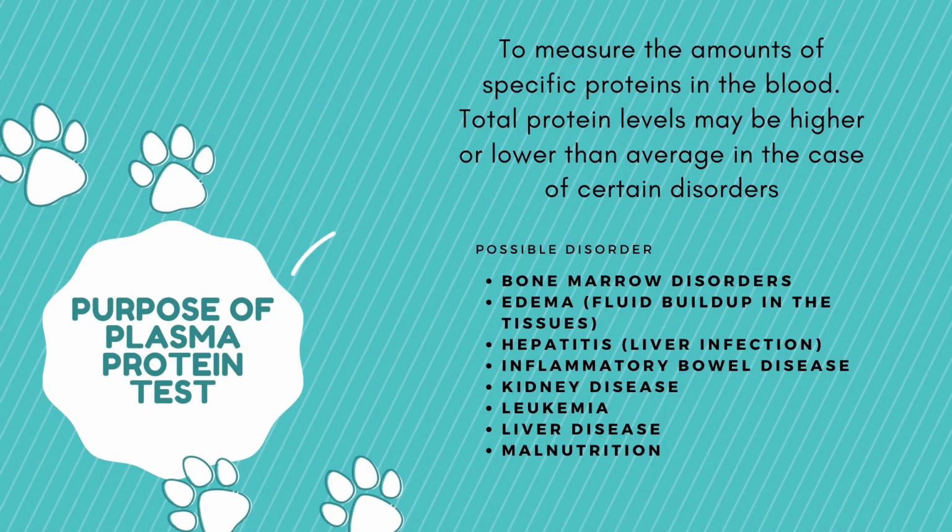This is the purpose of the plasma protein test. The purpose is to measure the amounts of specific proteins in the blood. Total protein levels may be higher or lower than average in the case of certain disorders. And as you can see here, this is the list of possible disorders that may cause the changes in the protein levels.